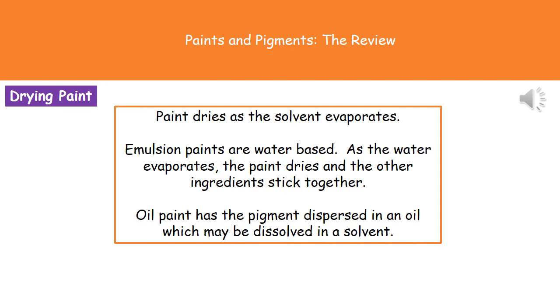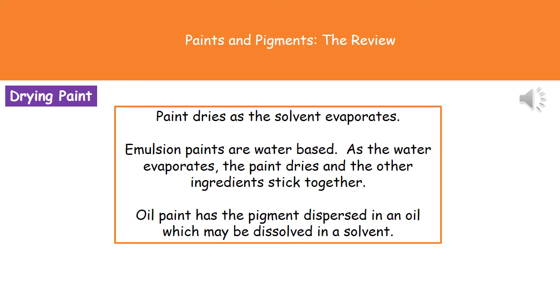In terms of paint drying, what's actually going to happen is as the paint dries, the solvent is evaporating. So we've got two types of paint that we can go and buy in the shops. You can get yourself an emulsion paint, which are the water-based ones, or an oil paint. Now, if we think about our emulsion paints first of all, then the water is the solvent. So as that water evaporates into the air, the paint is going to dry and the other ingredients will be stuck together by that binding medium and held to the wall.